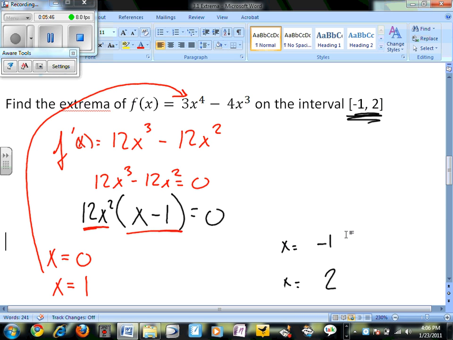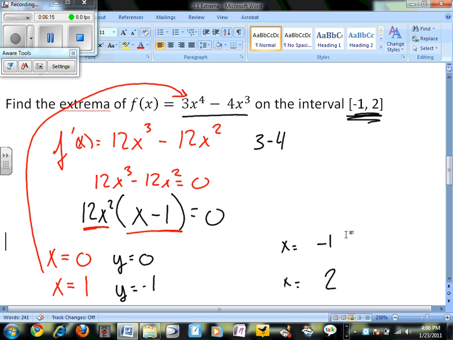So we'll start at 0. Over here at 0, if I plug 0 into this equation right here, I have 0 minus 0. So my y value is going to be 0. My point is 0, 0. Well, I'll go to 1. 1 to the 4th is 1, so I'm going to have 3 minus 1 cubed is 1, times 4 is 4. So I'm going to have a -1. So y equals -1. Again, we're going to evaluate all the points, and we're going to decide which one's the minimum and which one's the maximum.